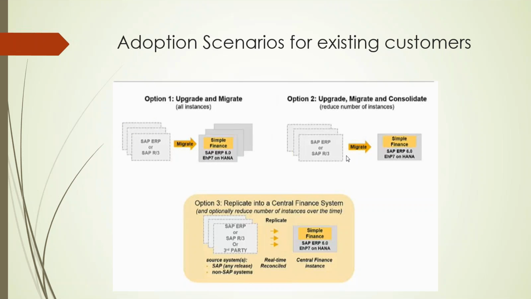The second scenario is in which, instead of creating three different servers once again, let them consolidate and make a single server for all. And this will be enabled by SAP HANA. And the third option is central finance system. The central finance system I am going to explain in my next slide.